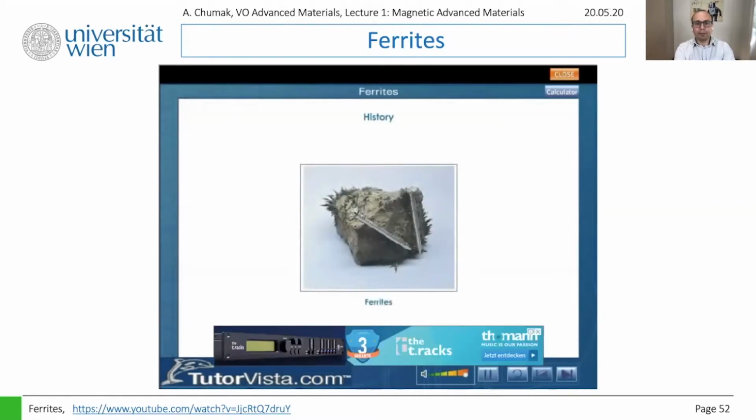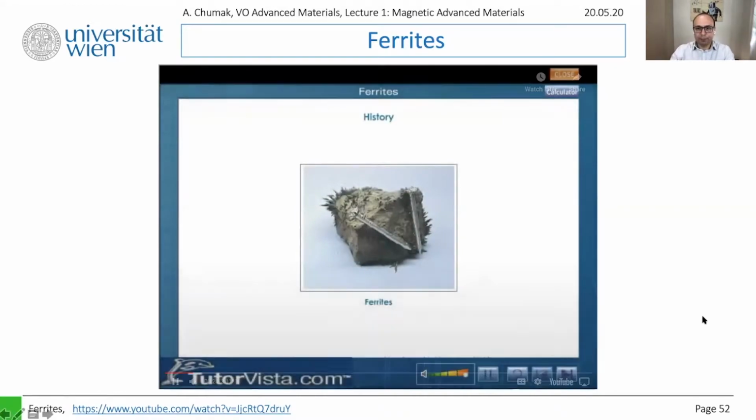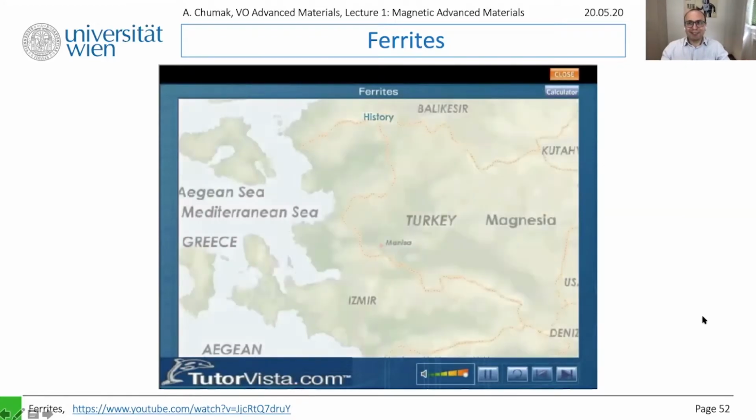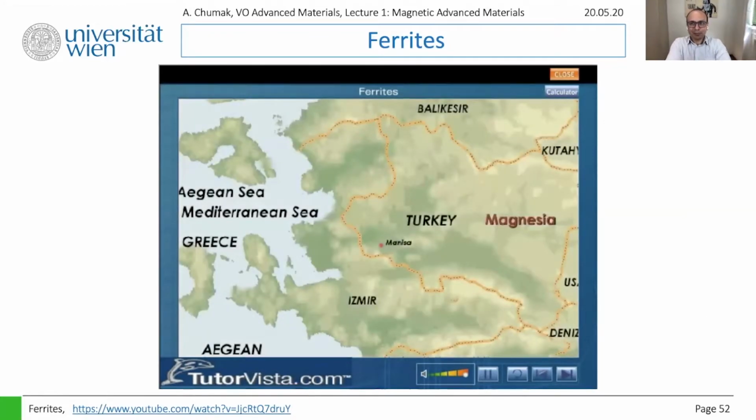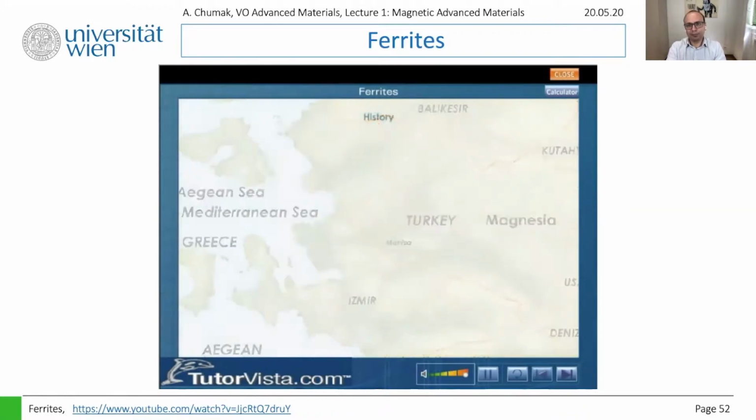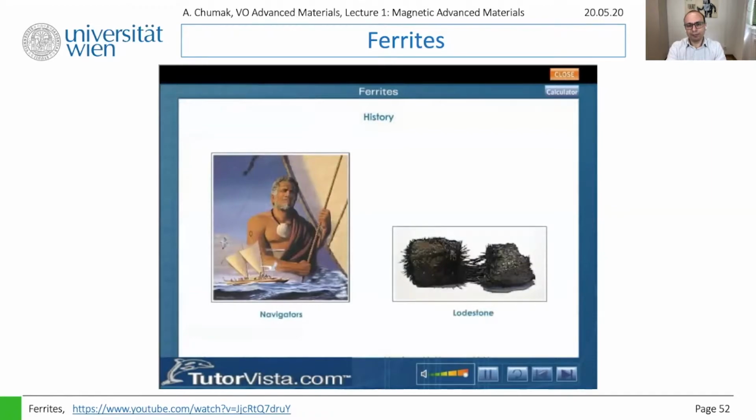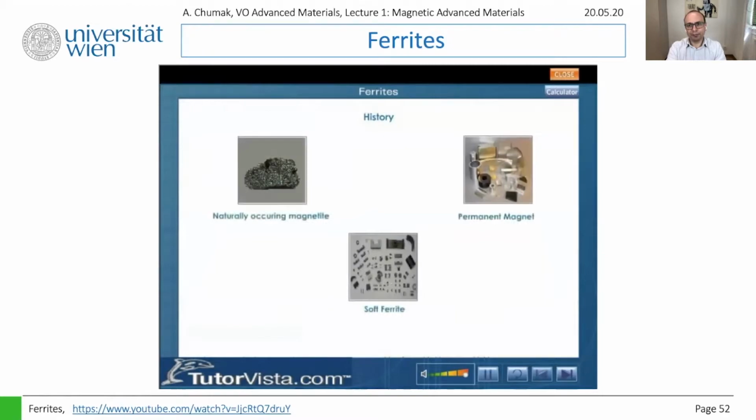Ferrites, or the stones that could attract iron, were discovered before the birth of Christ. These stones were found in the district of Magnesia in Asia Minor, hence the name magnetite. Navigators used magnetite as lodestones to locate magnetic north. Naturally occurring magnetite is a weak, hard ferrite. Hard ferrites are permanent magnets. In 1946, J.L. Snoek of the Philips Research Laboratories in the Netherlands succeeded in producing soft ferrites.